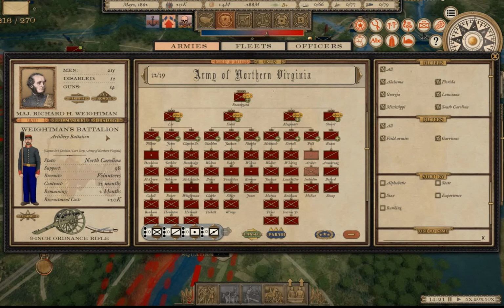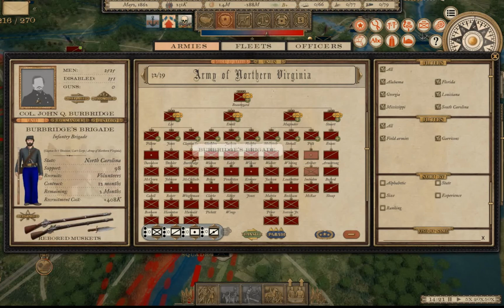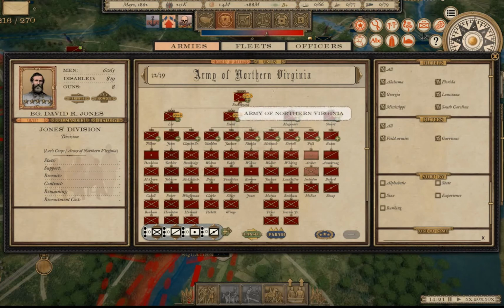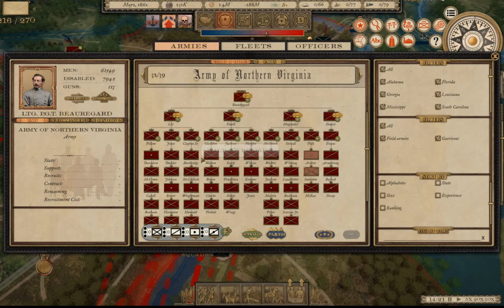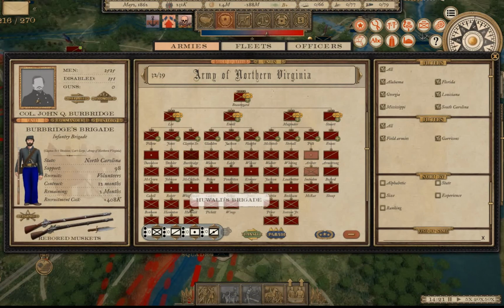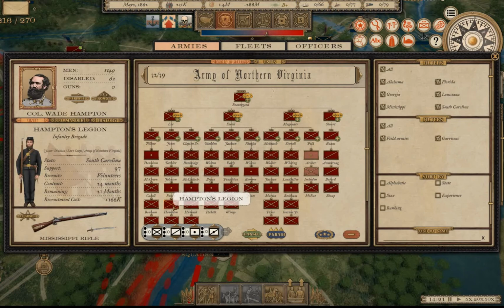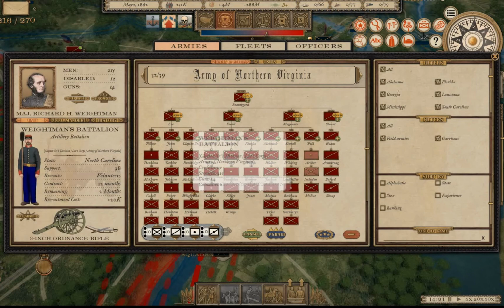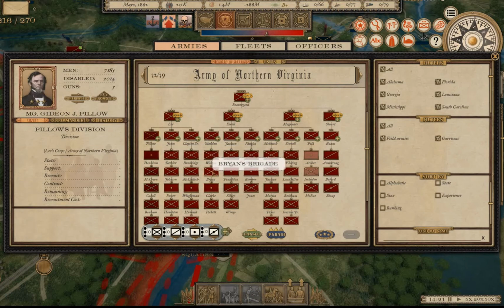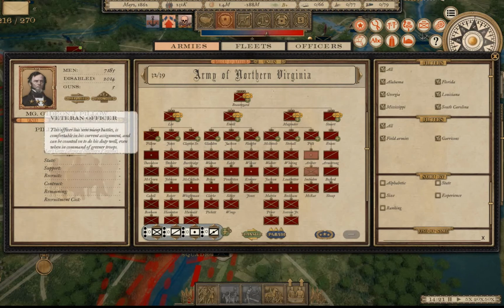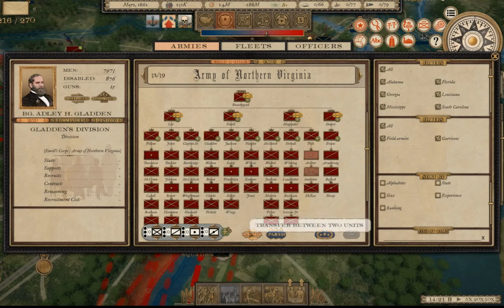So to add a little extra flavor to this campaign, if you have been following along or are new to the campaign, as deep as we are into it, I was thinking that some of these units, especially in the West and the Army of Northern Virginia, might need some better names. Brigades like Burbridge. I mean, Hampton's Legion is good. Waitman's Battalion. Waitman's guns. He has done a good job with his artillery. Pillow's Division is very veteran. He's an extremely veteran officer. His division always performs well in battles. Even Gladden has had some good moments.